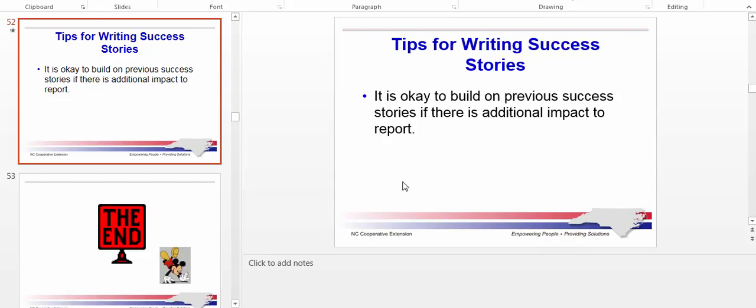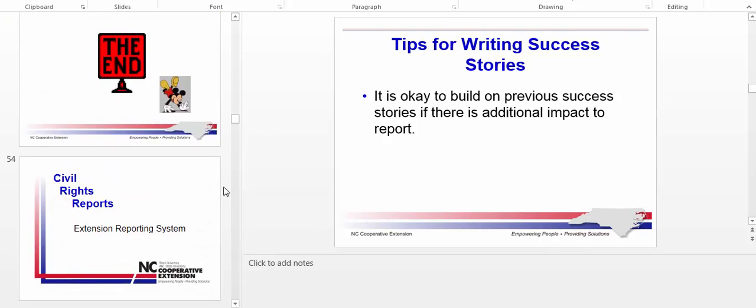The expectation is to have 2 to 4 high-quality success stories per state major program objective. And I know we have people who report under 4 or more state major program objectives. In that case, you would try to have at least one high-quality success story for each state major program objective that you're reporting under.